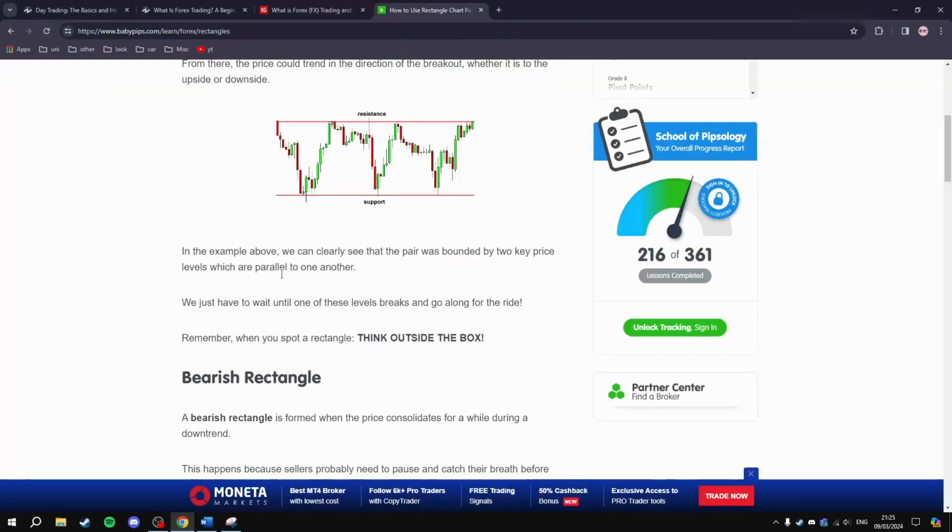Cool. In the example above, we can clearly see that the pair was bounded by two key price levels, which are parallel to one another. So we've got resistance here, support here. We just have to wait until one of these levels breaks and go along for the ride. You can see that the price tests resistance here, support here, resistance here, support here, resistance here, support here, resistance here. Remember, when you spot a rectangle, think outside the box.